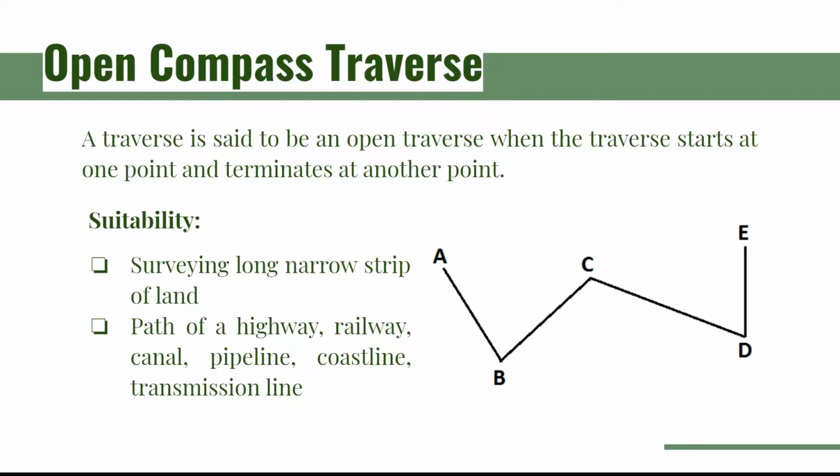Now let's proceed to its suitability. The open compass traverse is suitable for surveying a long narrow strip of land such as the pathway of a highway, railway, pipeline, coastline, and transmission line.